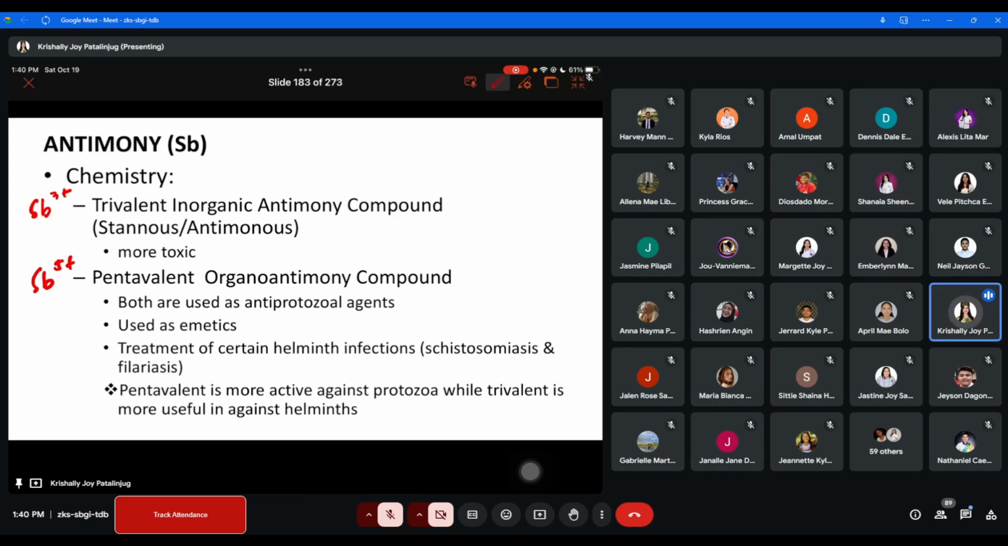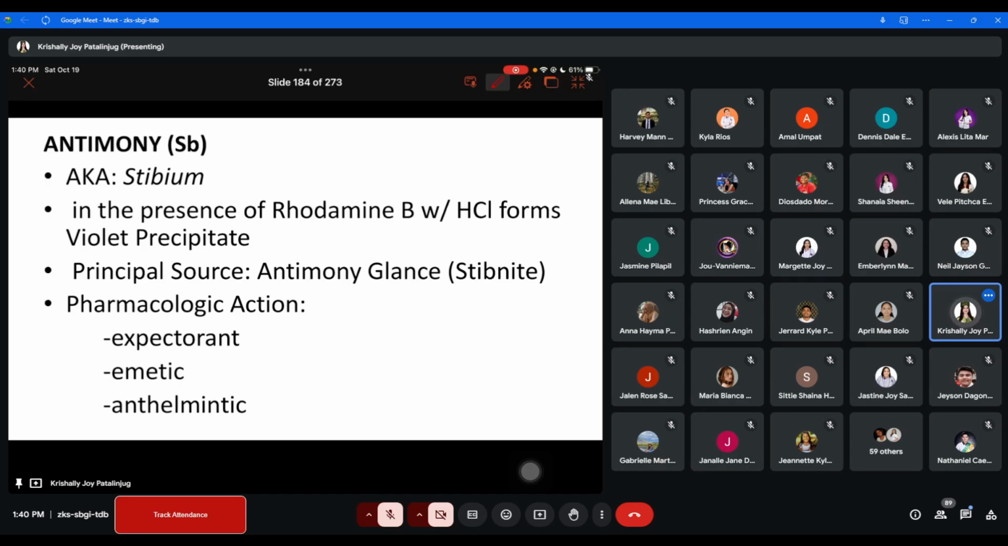Okay, so that's for antimony. More toxic again ha, yung trivalent, same kanina sa arsenic. Both of them are used as anti-protozoal agents, used as emetics, and for treatment of certain helminth infections. Yun nga lang, ang more active against protozoa is the pentavalent, while yung trivalent is more useful against helminths. So those are the two forms ng antimony.